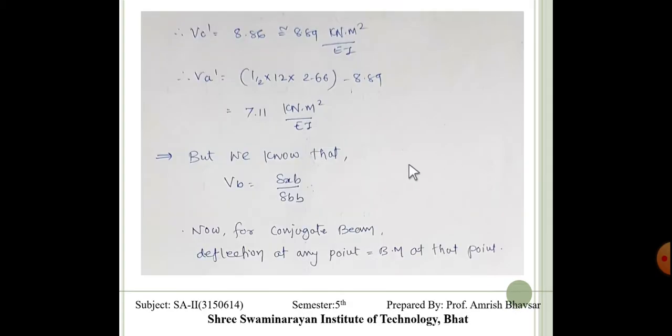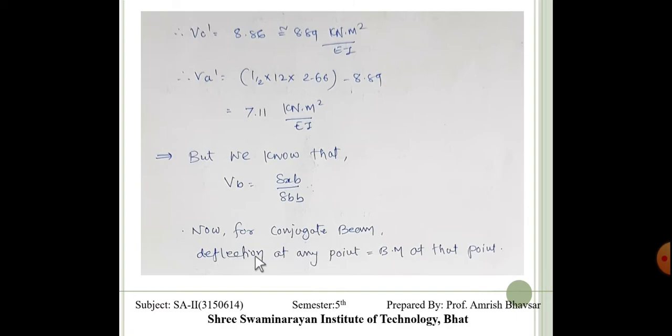Now Vc' is equal to 8.86, so we can take 8.89 somewhere over here, and Va' we can calculate as 70.11 kilonewton meter square. Now from this we can calculate the reaction Vb, and we have the equation from the Muller-Breslau principle, that is Vb is equal to delta Xb upon delta Bb.